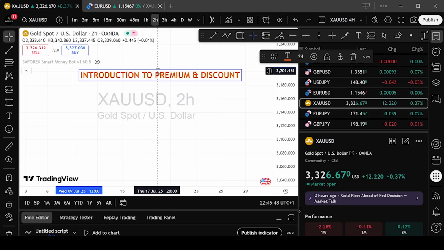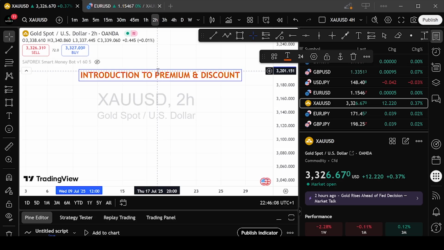So the same logic is applicable to the forex market. You buy at discount and you sell at premium. That's the whole philosophy behind this concept. So you buy at discount and you sell at premium. Okay, so let's take it step by step.